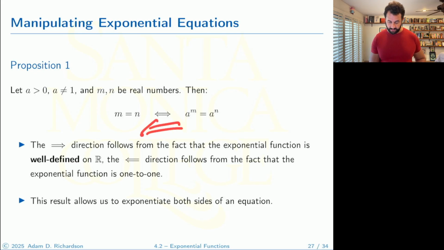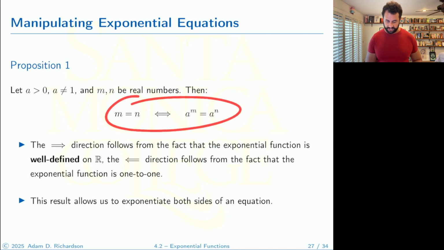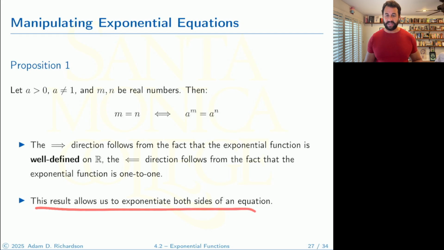Now, this direction, going that direction, it follows from the fact that the exponential function is 1-to-1. I didn't mention it, but if you take a look at those graphs, you'll notice that the exponential function is 1-to-1. In fact, it's continuous also. It's a 1-to-1 continuous function, any exponential function, all right? So the utility of this proposition is what I said earlier. It allows us to exponentiate both sides of an equation, or it allows us to go from this side to this side, which is what we're going to see in a few examples right now.